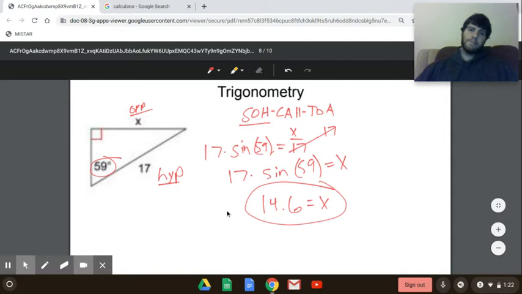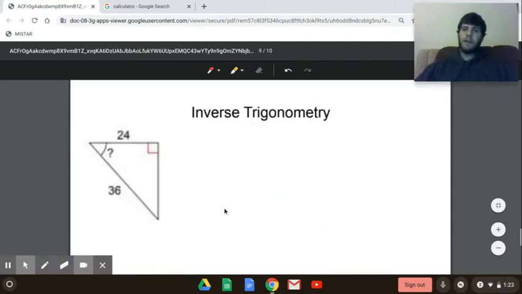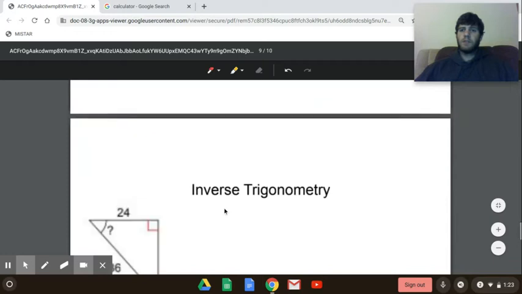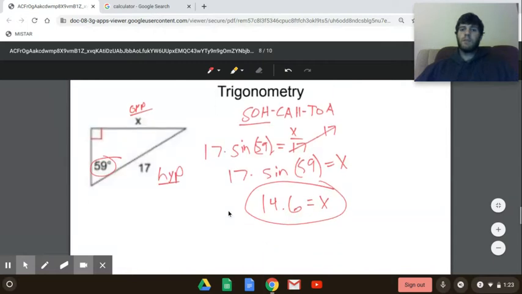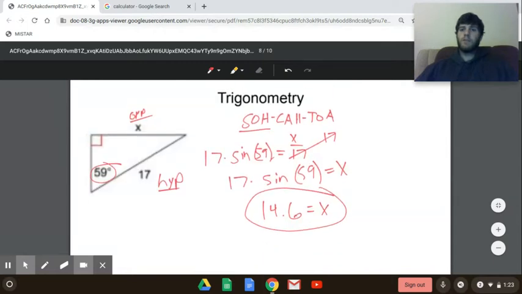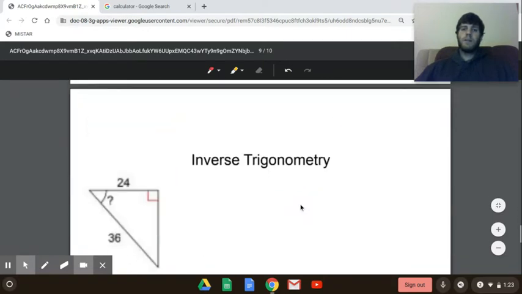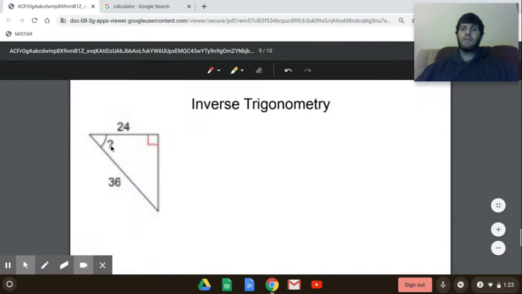Okay. And the last thing we have is inverse trig. Right, so Pythagorean theorem is used if you have two sides of a right triangle and you're trying to find the third side. Trig functions, sine, cosine, and tangent, are used if you have one angle that's not the right angle, and one side, and you're trying to find a second side. That's when you use the regular trig functions. And if you have two sides and you're trying to find an angle, that's when you use your inverse trig function.